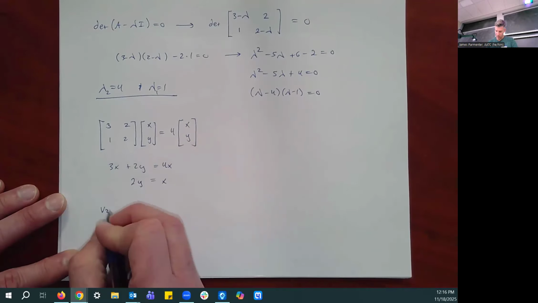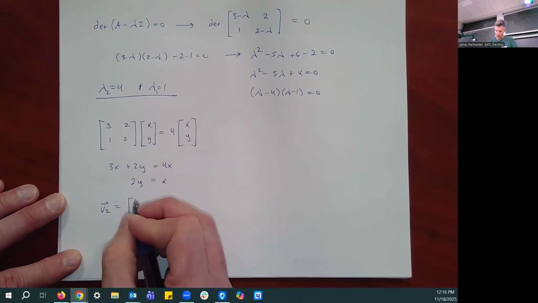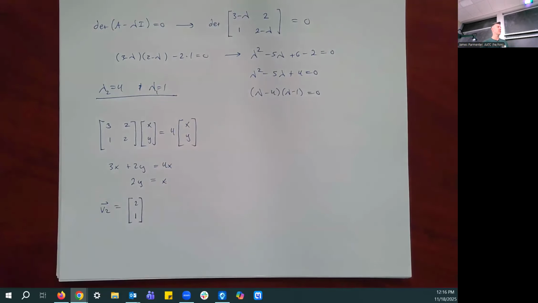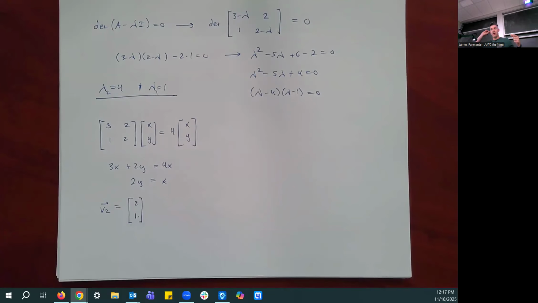So my v2 is going to be, I said x was 2 and y was 1. I said y was 1 and x is 2. Be careful if the first thing you say is the second thing. Like I said, y is 1 and x is 2, and then we'll write down the vector as 1, 2. So make sure you're putting the y thing in the second spot because it's easy to say the right thing and write down the wrong thing.